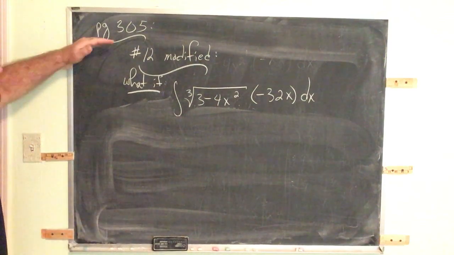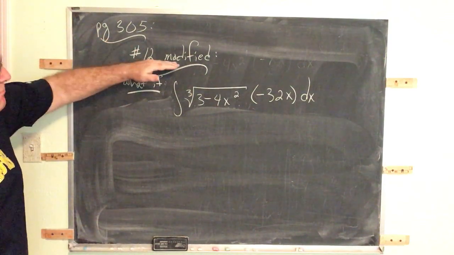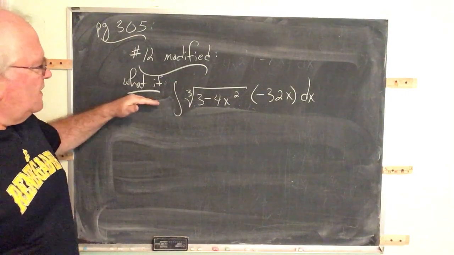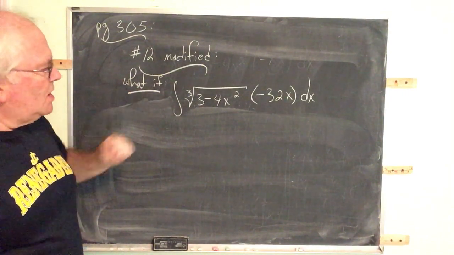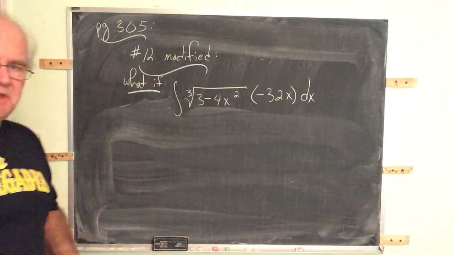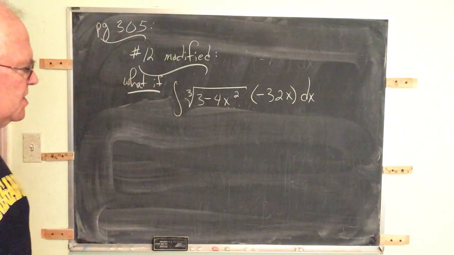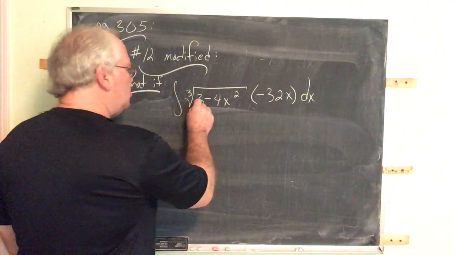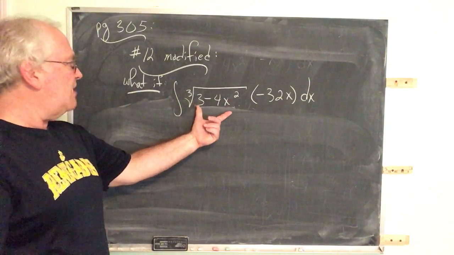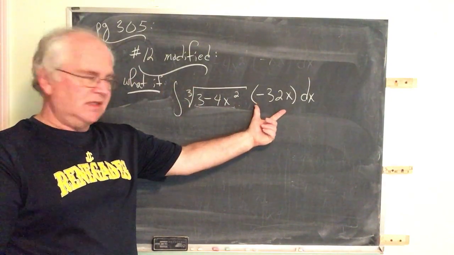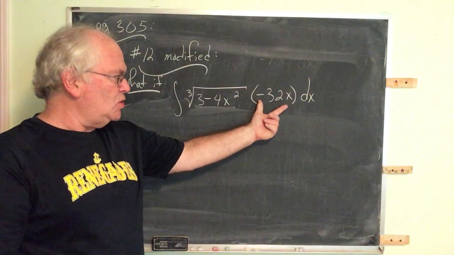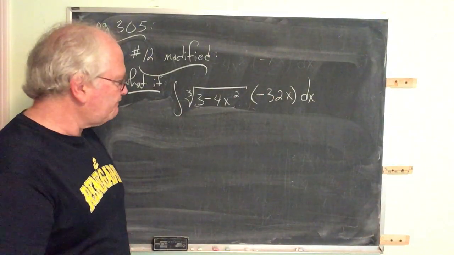All right, before we move on, I want to talk about number 12, modified. This is a what-if scenario. You'll notice that in all the examples we've done of substitution so far, when we let u equal this expression, this is the same problem as number 12, except I've adjusted this. Now this is negative 32x instead of negative 8x.